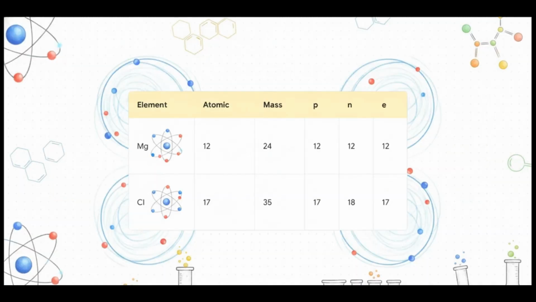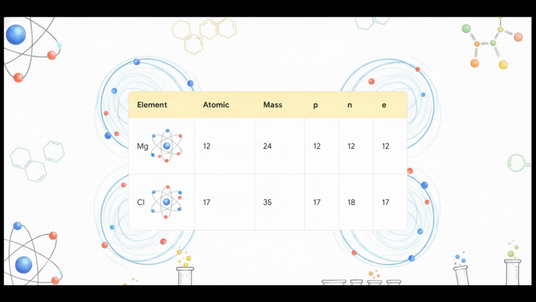Let's actually see how this builds using some real exam-style examples. First up, magnesium. It's got an atomic number of 12 and a mass number of 24. How many protons? 12. How many neutrons? Well, we take our mass of 24, subtract our atomic number of 12, which gives us exactly 12 neutrons. And electrons? Since it's neutral, it matches the protons perfectly at 12.